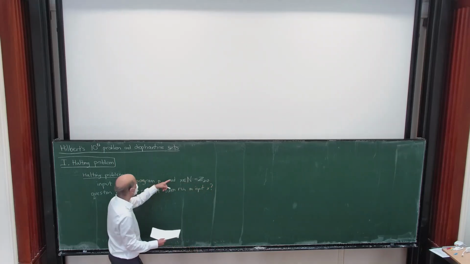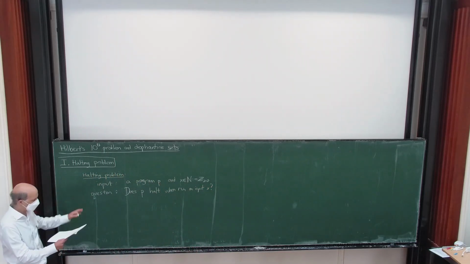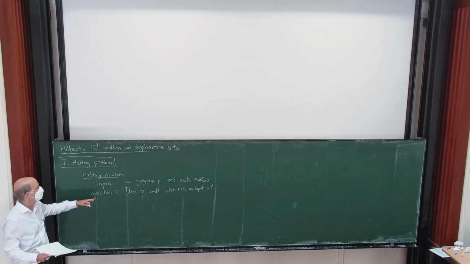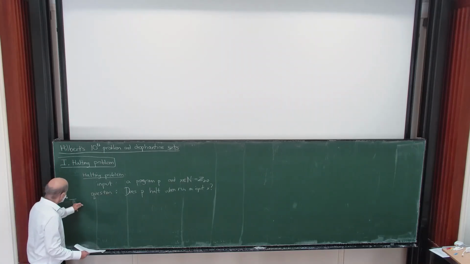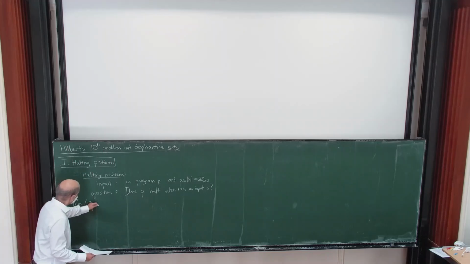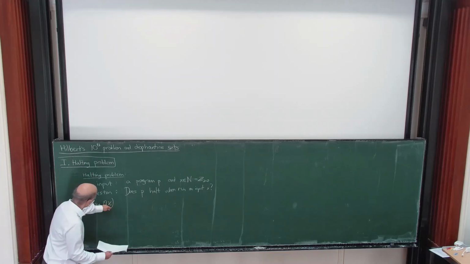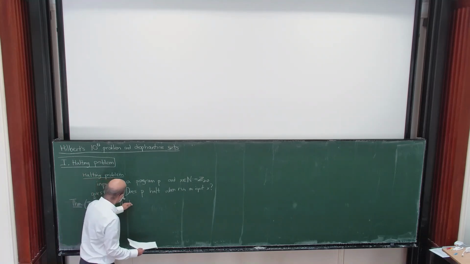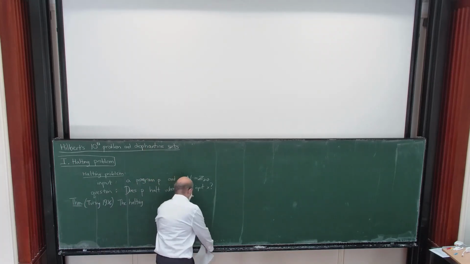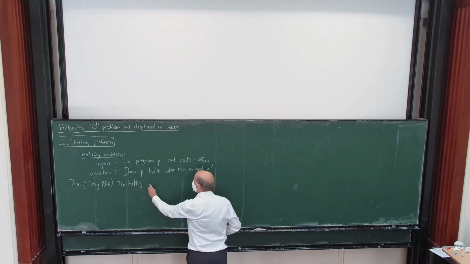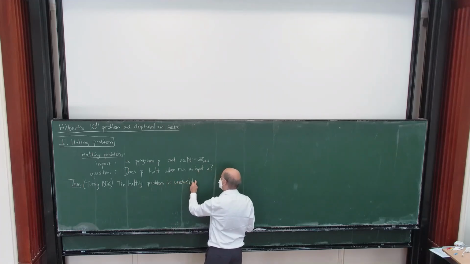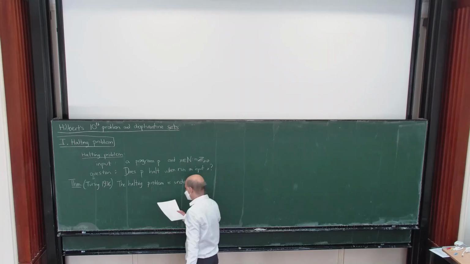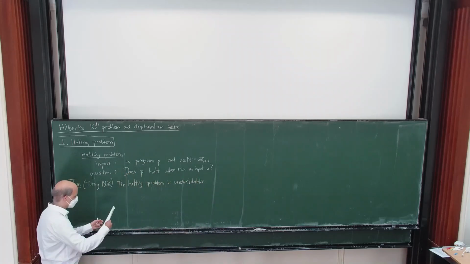Okay, so for each input, the answer is either yes or no, and the task is to find a meta program that will give you the right answer in every instance. But unfortunately, Turing proved that this is undecidable, meaning it's not possible to have such a debugger. So let's say it's undecidable, and I can sketch for you the argument.